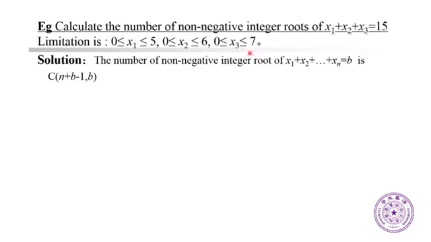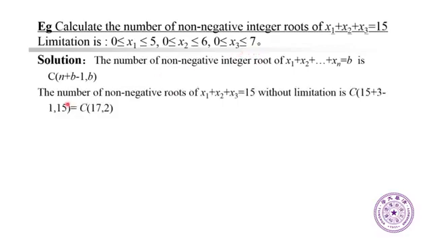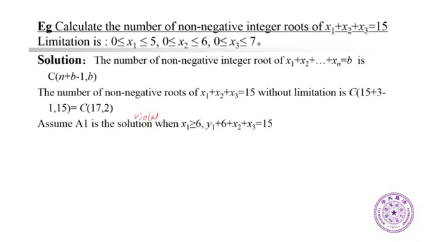Let's do a detailed analysis. For the situation without any restriction, we could solve the number of non-negative roots of x1 plus x2 plus x3 equal to 15. It's C(15 plus 3 minus 1, 15), which is equal to C(17, 2). Then for the arrangements which violate the restriction, one situation is that x1 is larger than or equal to 6. Assume x1 is larger than or equal to 6. Substituting it back in the equation, could we do a substitution here?